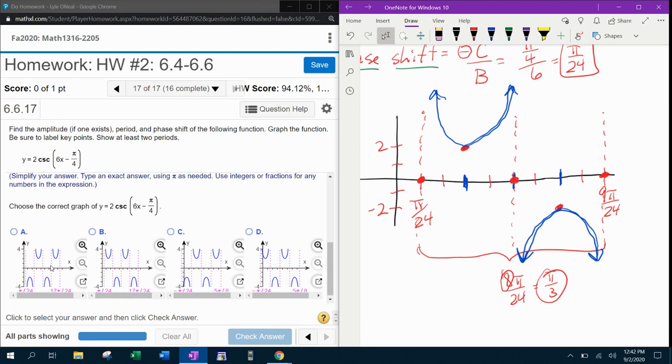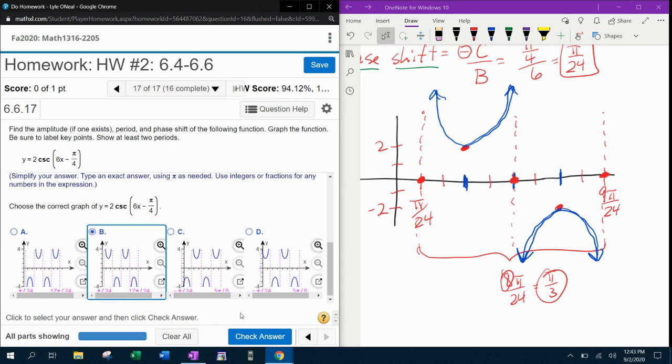And we're going to come over here and see if we can find an answer choice that fits this, okay? So we need the first asymptote to be at pi over 24, and we need the first hump to be above the x-axis. So that takes out A. C can't be right because the first asymptote is to the left of the y-axis. D can't be right. See, the asymptote is to the left of the y-axis. So C and D don't even have the asymptotes in the right place. And then A and B do have the asymptotes in the right place, but B is the answer that has the humps in the right place. So that's going to have to be B.